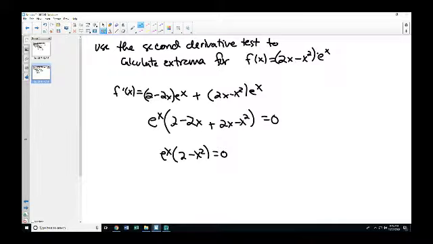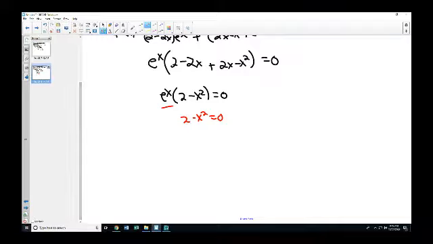Can e to the x ever equal 0? No, it does not. So we don't have to worry about that one. We need to worry about this one. What are my x values? We're getting closer, but we're kind of bouncing around it. 2 equals x squared. Yep. Positive or negative root 2 is x. Good.